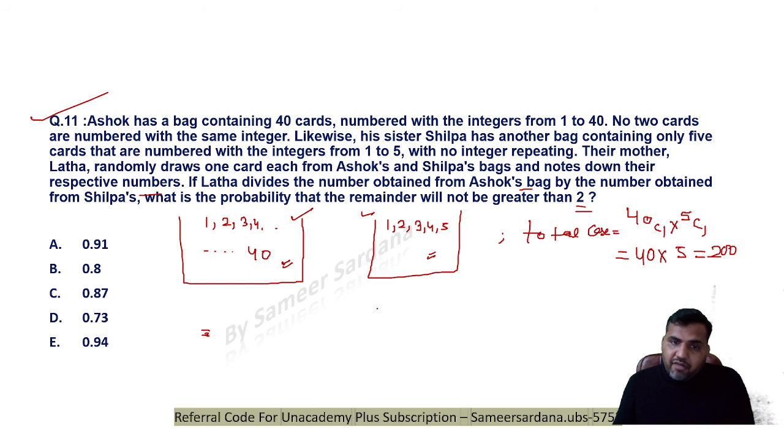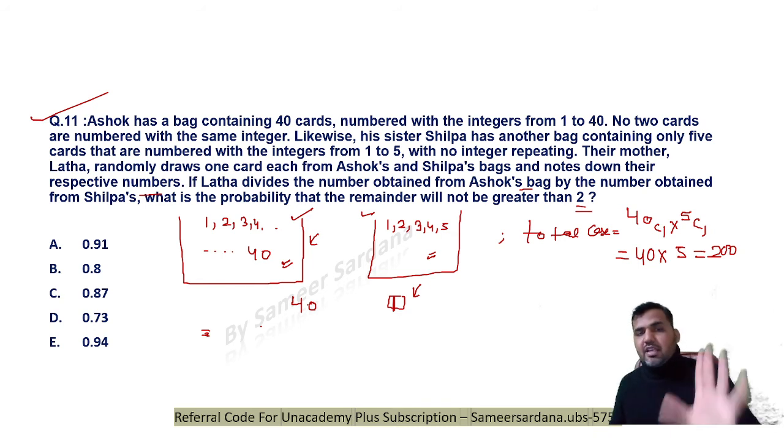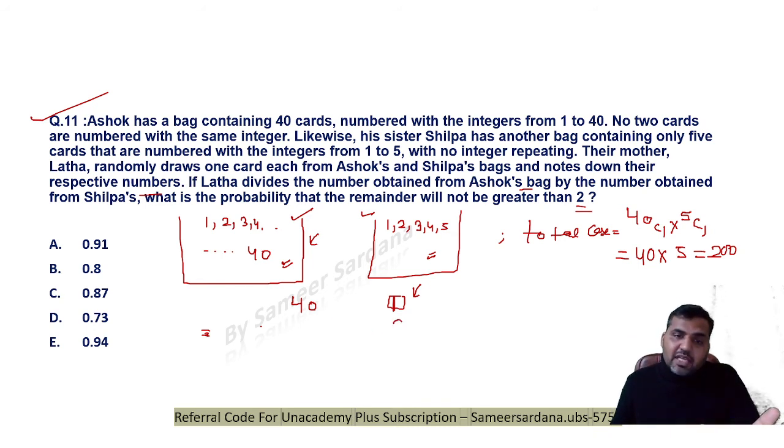So see guys, if I am selecting 1 from box 2, whatever number I select from box 1, my remainder will always be less than 2, because if I'm dividing the number by 1, remainder cannot be more than 0. So in the first case, when I'm picking the number 1, all 40 values from box 1 will be counted as my favorable cases. When I'm selecting the number 2 from bag 2, if I divide any number from box 1 by 2, my remainder cannot be more than 2. So again, all 40 numbers will be my favorable cases.